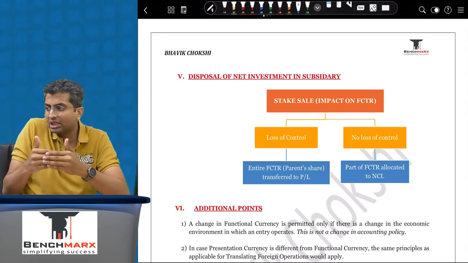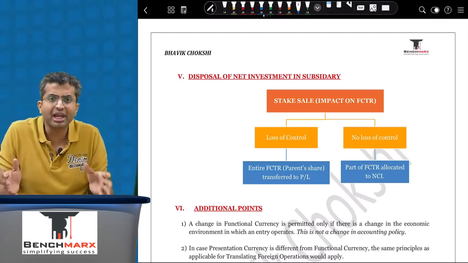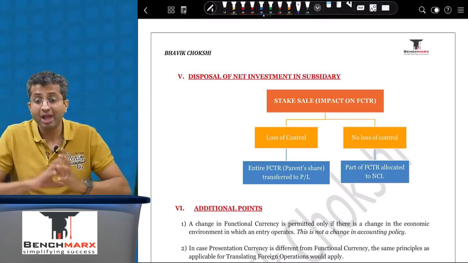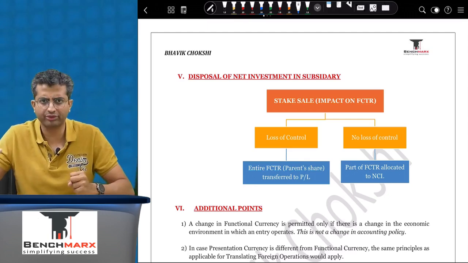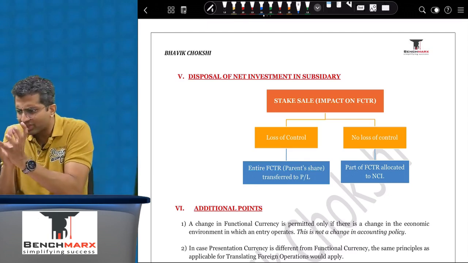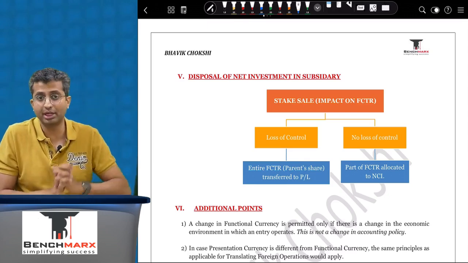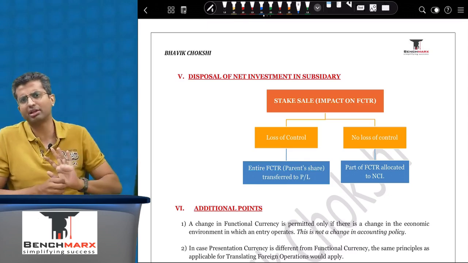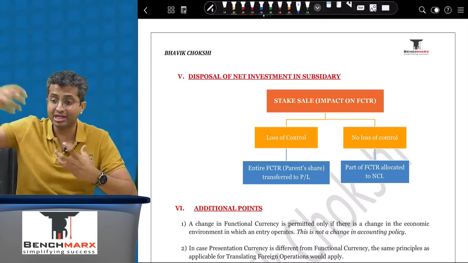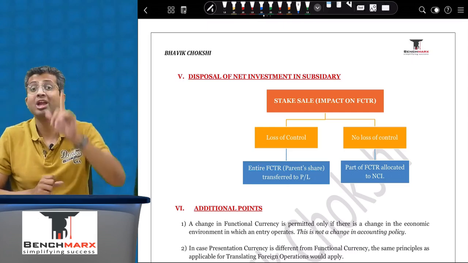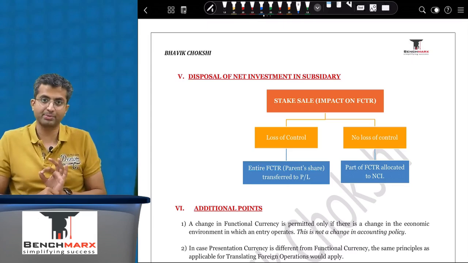The moment there is a disposal of the net investment in the foreign operation, whatever gain or loss is inside the FCTR will now be reclassified, transferred to the PNL. So you will debit FCTR, credit the PNL, not going to retained earnings directly. It is a part of reclassifiable OCI. This is when you lose control over the subsidiary.